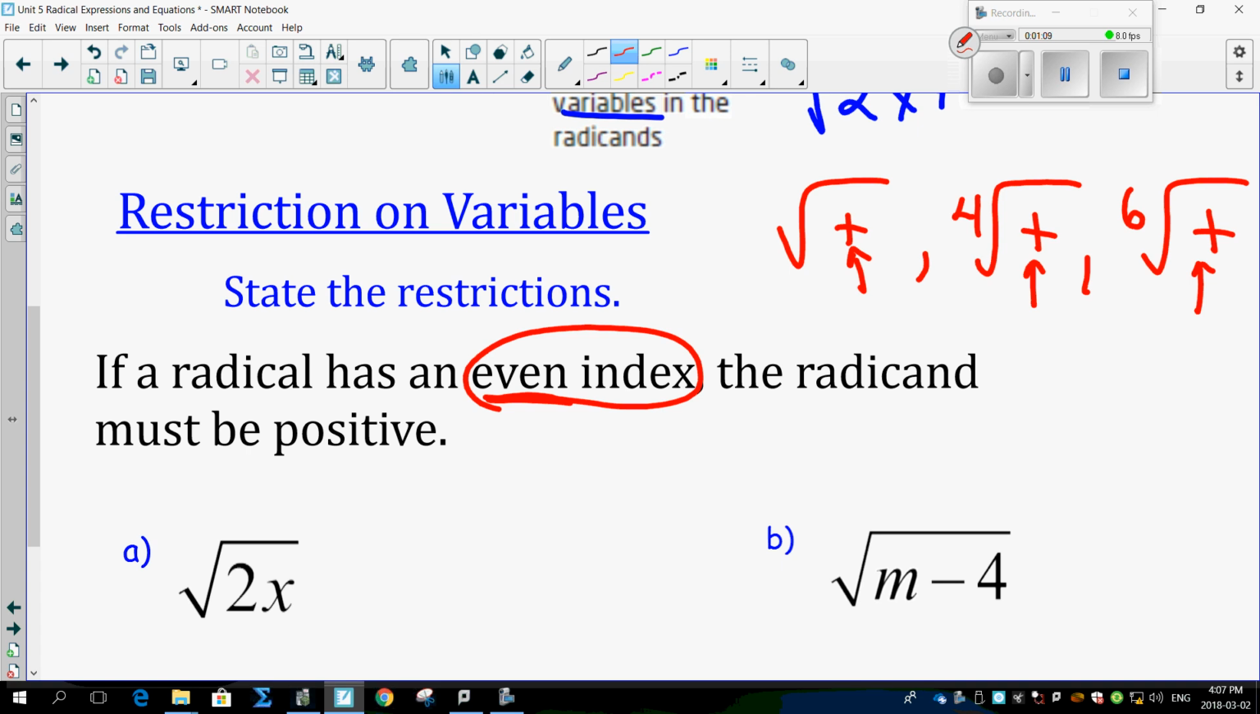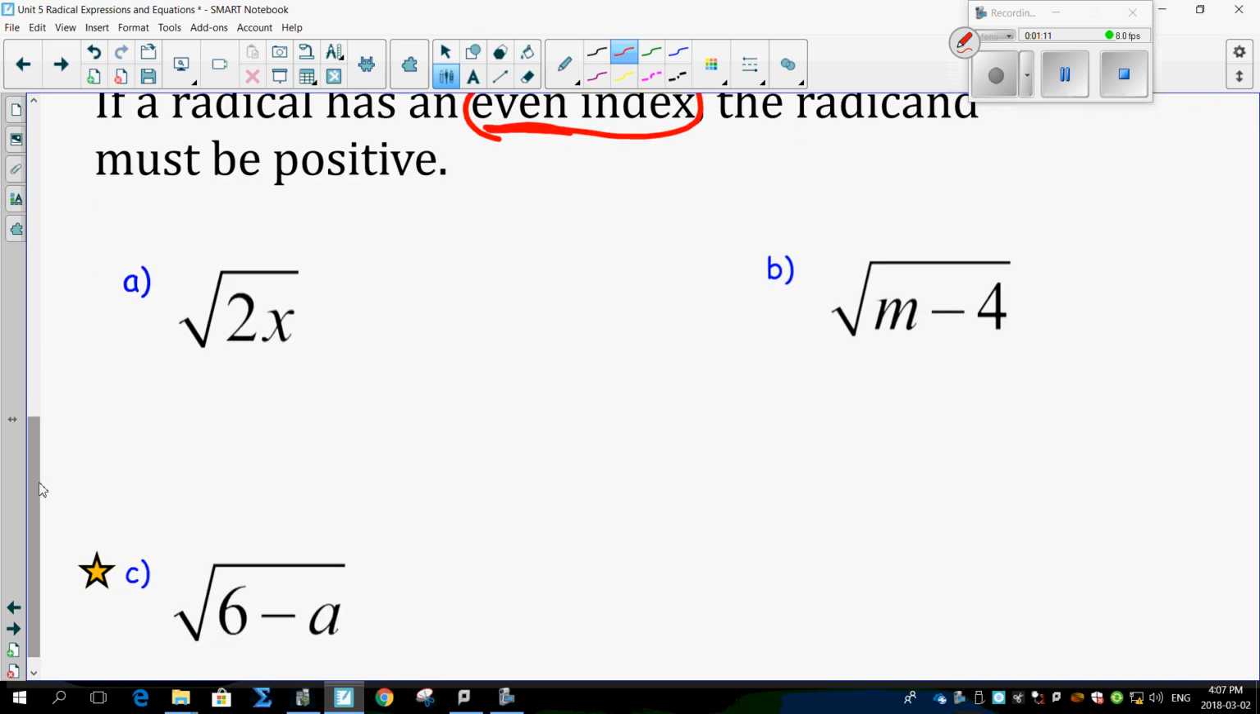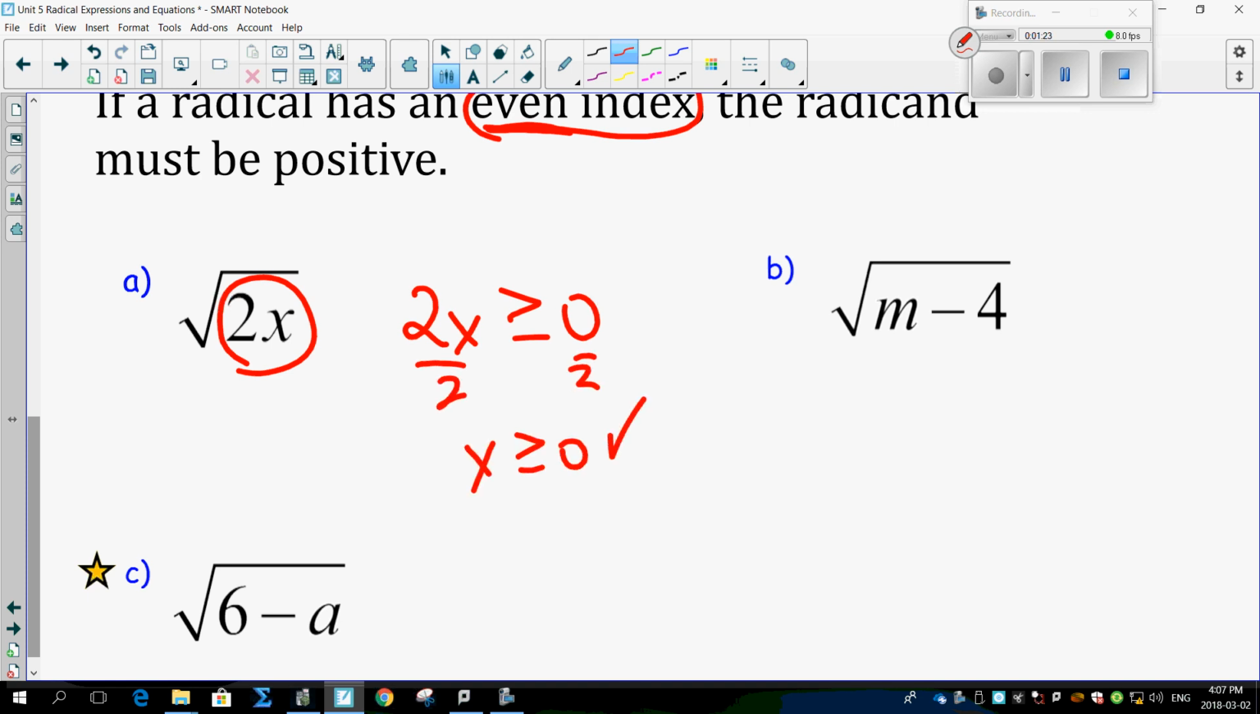So take a look at what we mean right over here. You've got the square root of 2x, and it says just state the restriction. No problem. 2x has to be greater than 0. Divide by 2, x has to be greater than 0. That's the restriction. Because think about it: if x was something less than 0, let's say -1, you'd have the square root of 2 times -1, which gives you the square root of -2, which you can't do. You can't take a square root of a negative. It doesn't work.